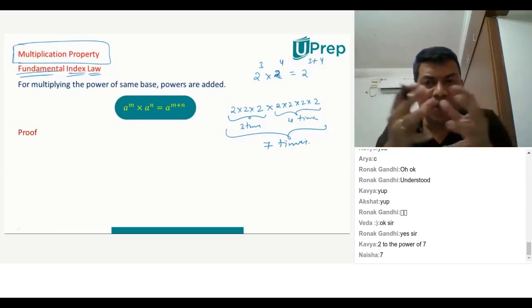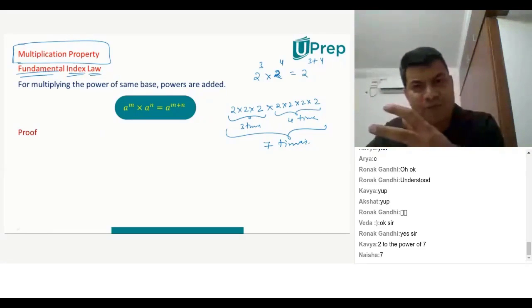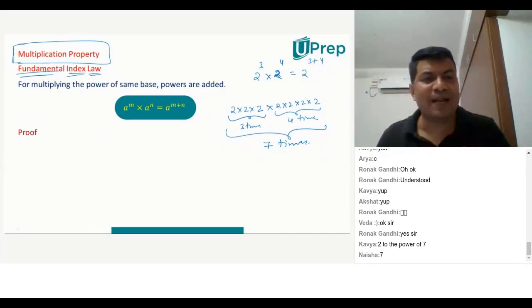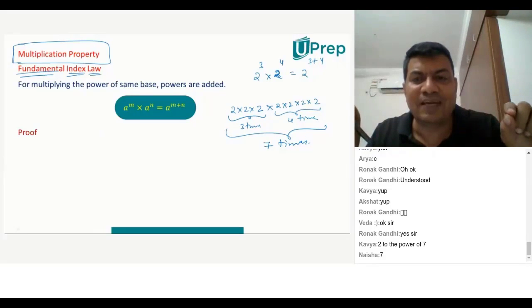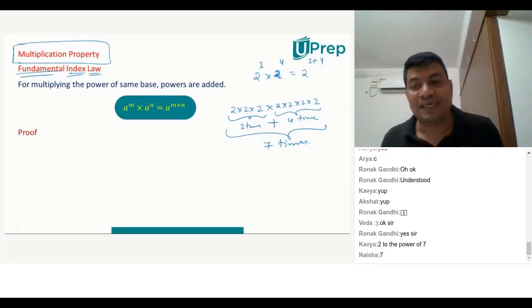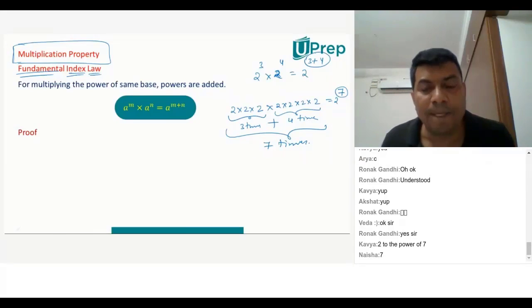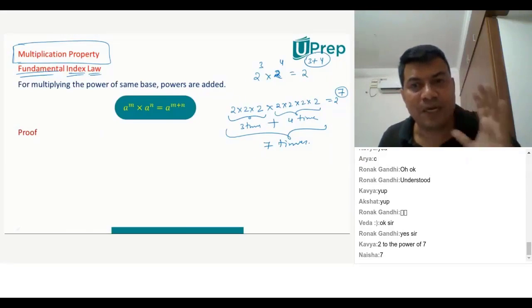You can see when you are multiplying 2 into 2 into 2, you're multiplying 3 times here and you're multiplying 4 times here. All that is getting multiplied. Effectively, 2 is multiplied 7 times, which is nothing but the addition of 3 plus 4. That's the reason the powers add up and we say this is nothing but 2 to the power of 7. But where is this 7 coming from? 7 is nothing but the combination of 3 plus 4. That's a very basic fundamental.